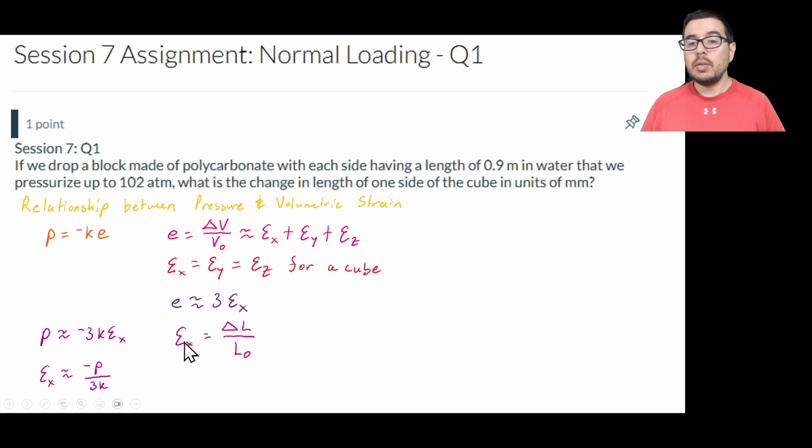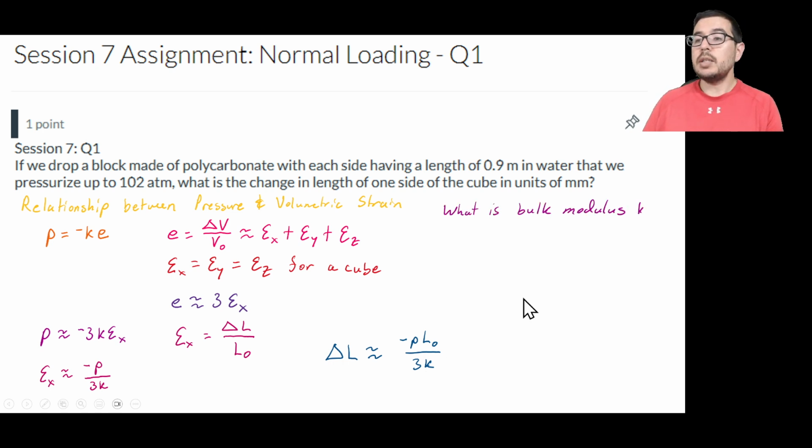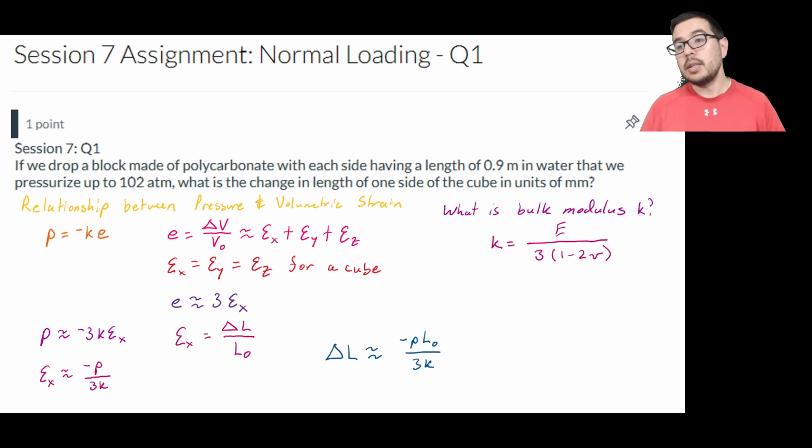And so we can go ahead and relate these expressions to each other through epsilon x, and we get that the change in length is going to be approximately equal to minus p times L naught, the original length of all the sides, divided by 3k. Now, what is this k? Well, that's the bulk modulus, and the bulk modulus for a linear isotropic elastic material can be given by this equation. And again, if you want, you can go back and look at the derivation of this formula.